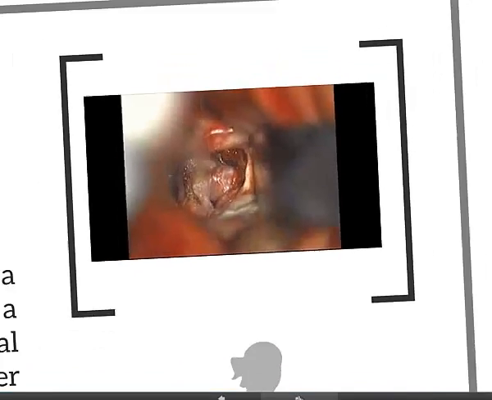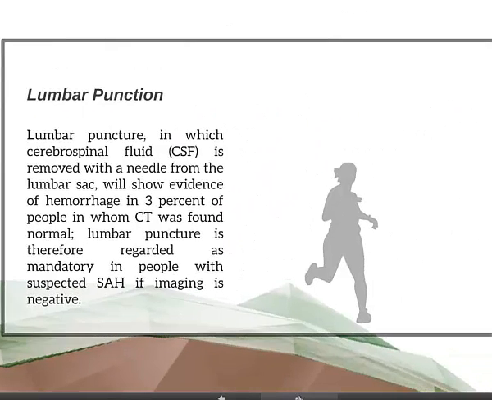Lumbar puncture. Lumbar puncture, in which cerebrospinal fluid is removed with a needle from the lumbar sac, will show evidence of hemorrhage in 3% of people in whom CT was found normal. Lumbar puncture is therefore regarded as mandatory in people with suspected SAH if imaging is negative.